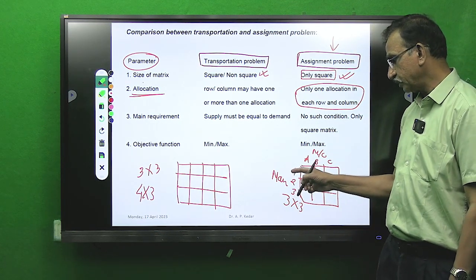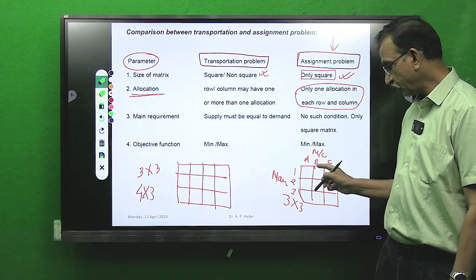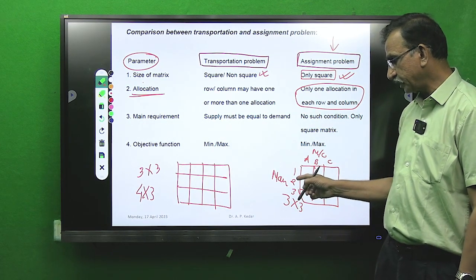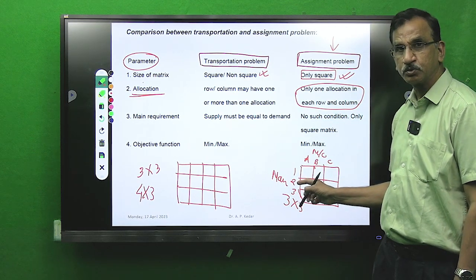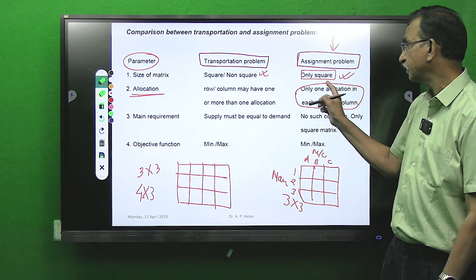So either ABC will be assigned to 1, or any one of ABC will be assigned to 2 or 3, like that. So 1 to 1 assignment in case of assignment problem.